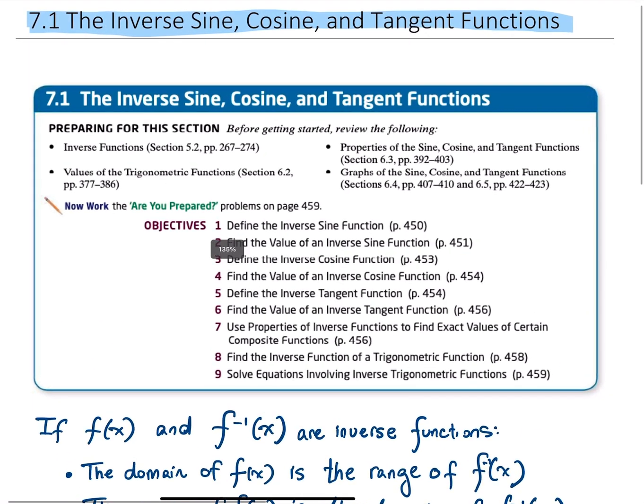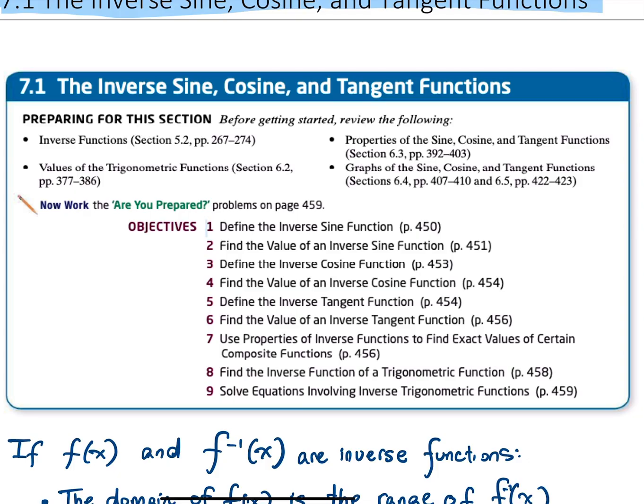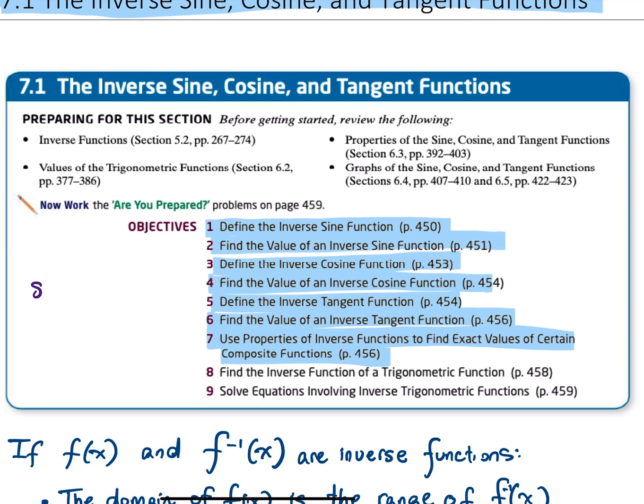Let's come back up to the description. So we defined the inverse sine, found some values with the inverse sine. The same thing for the cosine and the tangent. So we defined those inverse trig functions. There is that kind of tricky section of using properties of the inverse functions to find exact values of composite functions. That's like when we had an inverse trig function of the original, or say like the sine of the inverse sine of x. We had to be really careful about our restricted domain and range in that case.